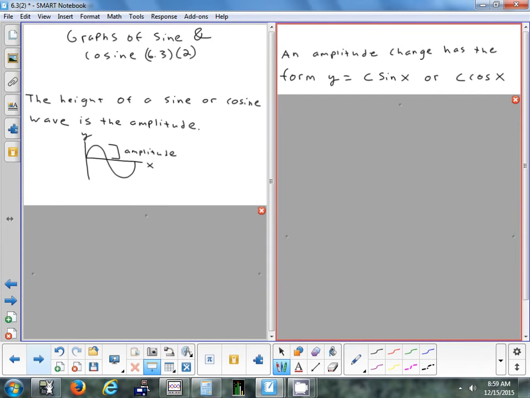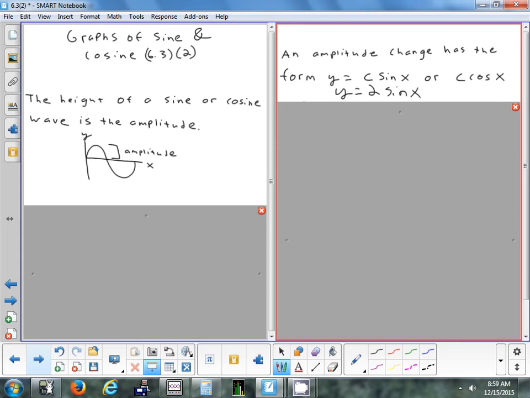Okay, and the way that an amplitude change looks is when we put a number in front of the sine or cosine function, and we're multiplying. Right, so an example is 2 sine x. That's an example of an amplitude change. Okay? And I'll explain whether it's going to make it taller or shorter in a little bit.